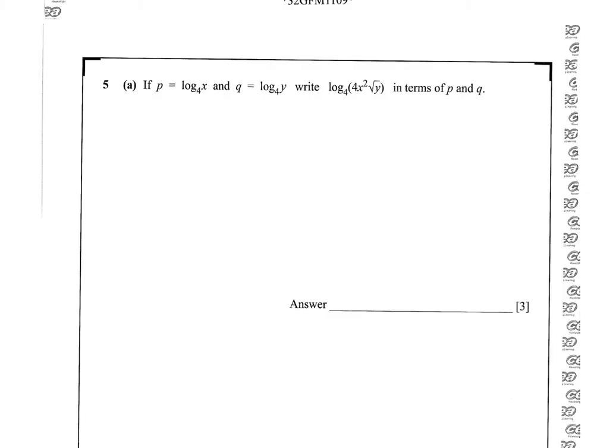Okay, question 5 is a logs question. It says if p is equal to log to the base 4 of x and q is equal to log to the base 4 of y, write log to the base 4 of 4x squared y square root of y in terms of p and q. Okay, we're going to write this thing down, and then we're going to see how we can change it using our various rules of logs.